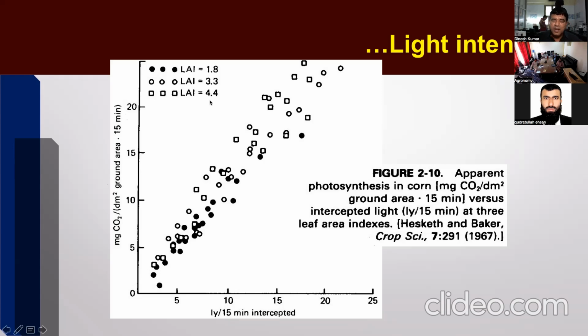So this slide tells us the relationship between plant growth or photosynthesis and the light intensity. Generally, the higher the leaf area index, the higher the rate of photosynthesis. If your leaf area index is lower, then the photosynthesis rate is also lower. But under all three conditions of LAI, the photosynthesis is increasing as you increase the light intensity.